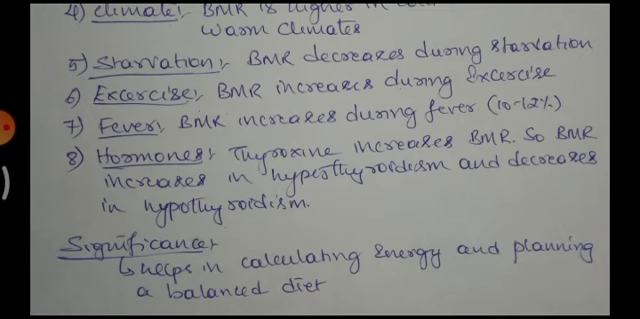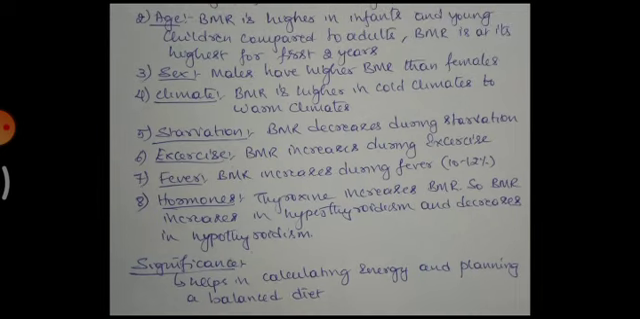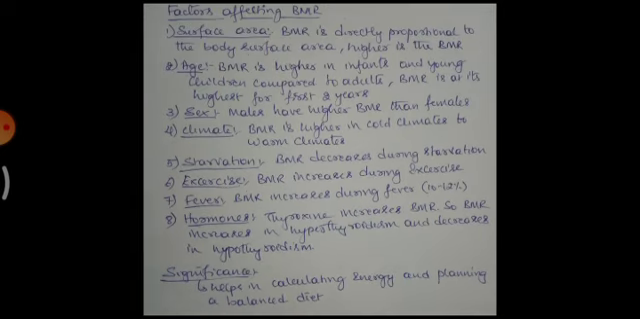The significance of BMR is that it helps in calculating the energy requirement and planning a balanced diet. So if you make a list of a person's height, weight, age, sex, and physical activity, and whether vegetarian or non-vegetarian, all these conditions also affect the BMR. Vegetarians have less BMR compared to non-vegetarians. So you can calculate this for giving treatment during nutritional therapy in a hospital. This is a very important topic. One should know it and implement it during the treatment of the patient.